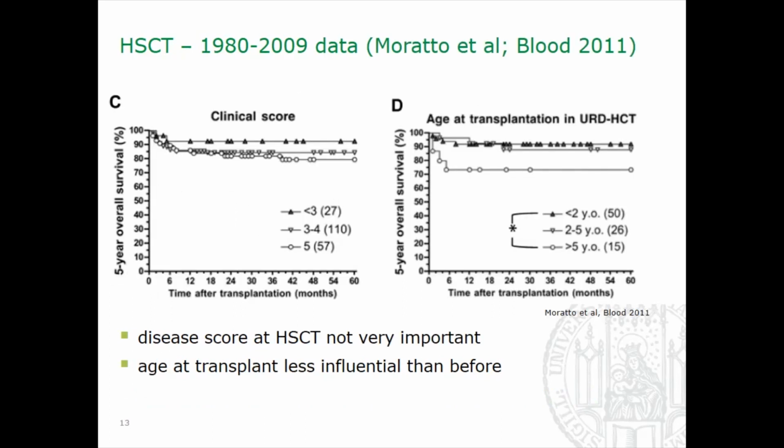But what this study did very nicely, actually that would be the next slide. So this study also looked at whether the clinical score, WAS score of the patient mattered for transplant outcome, and it really does not. It also looked at age at transplantation, and they could show that children below the age of 5 do somewhat better than older children or older patients, and I will come back to that problem later.